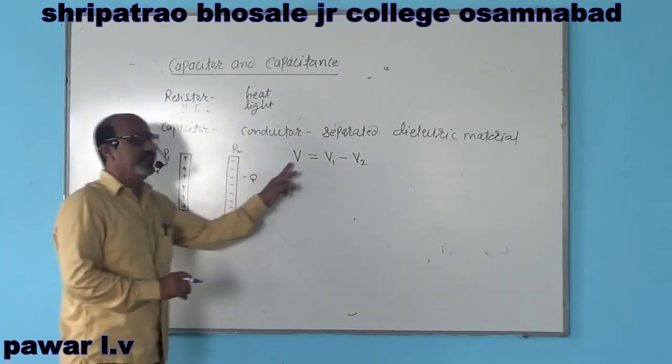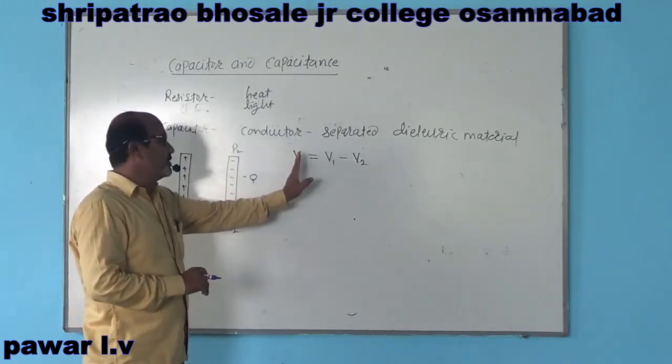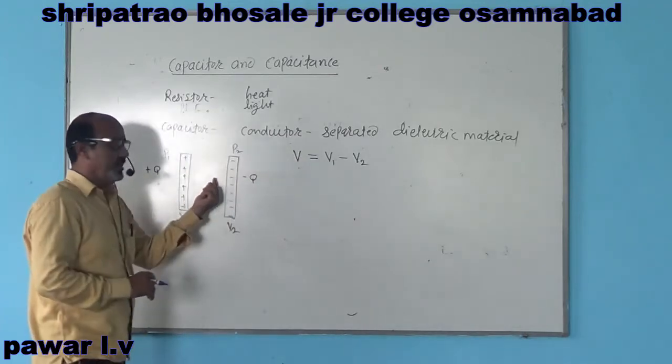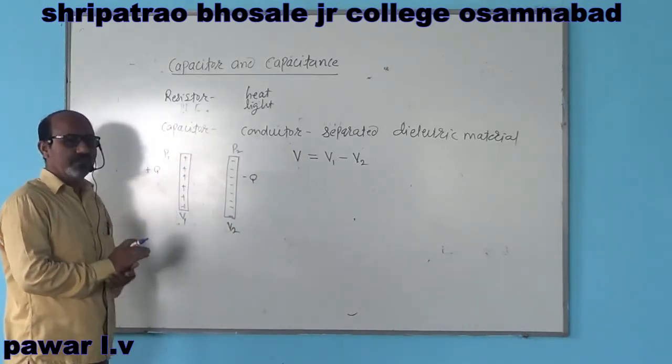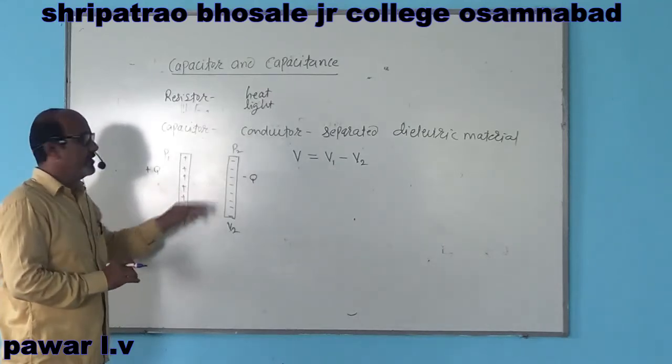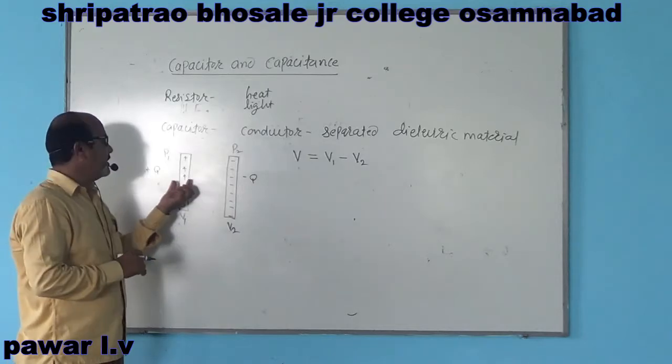By definition of electric potential, it is amount of work done to displace a unit positive charge from plate P2 to P1 against direction of electric field intensity. This work can be increased by increasing this charge.